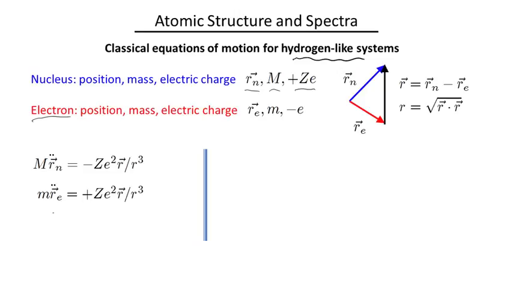Then there's the electron with a position described by a position vector R sub e, little mass m, and a negative charge of minus e. We're going to keep the masses in play, represented explicitly in this treatment, because there's not such a big simplification from changing them to something else.